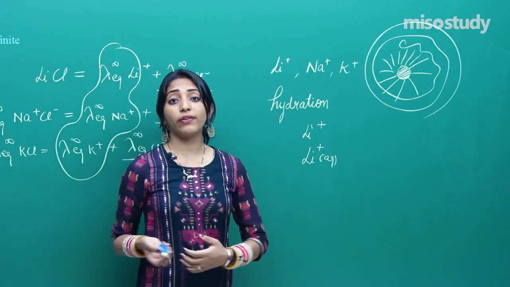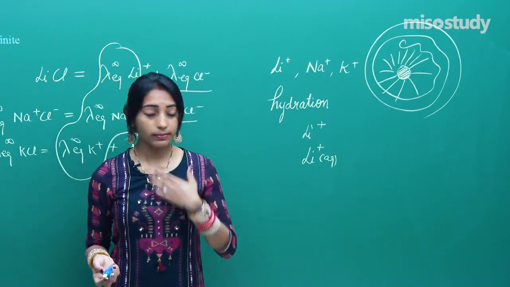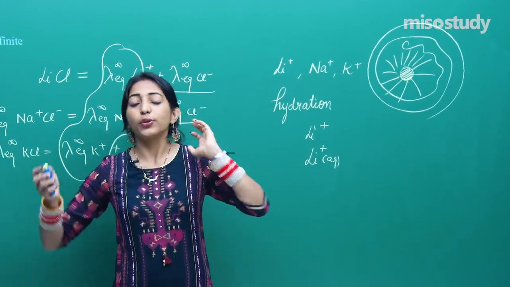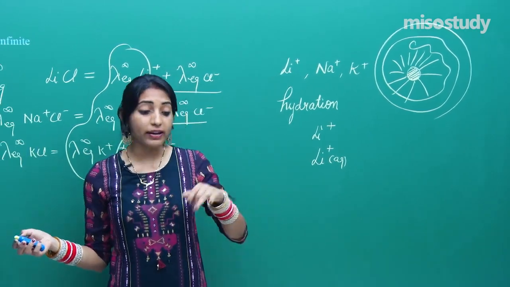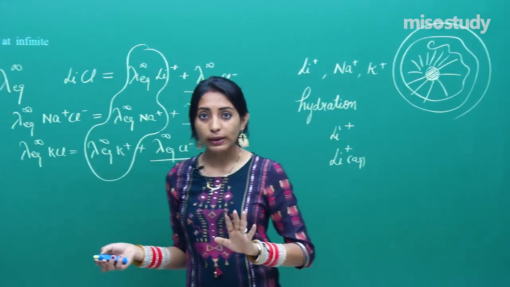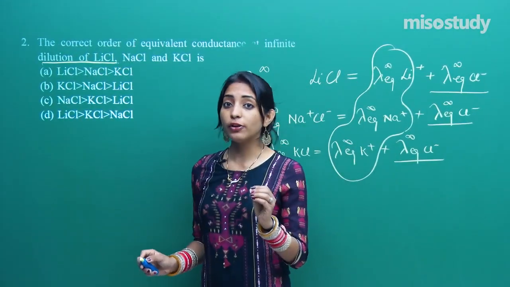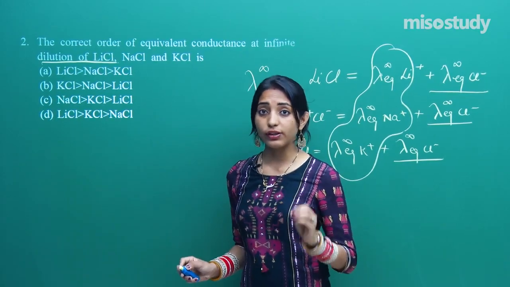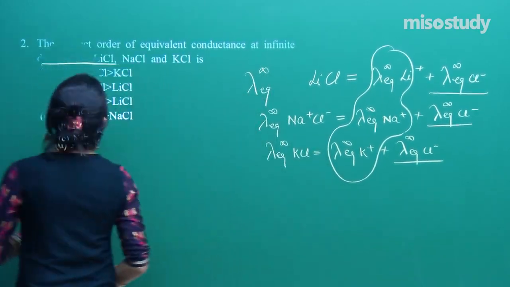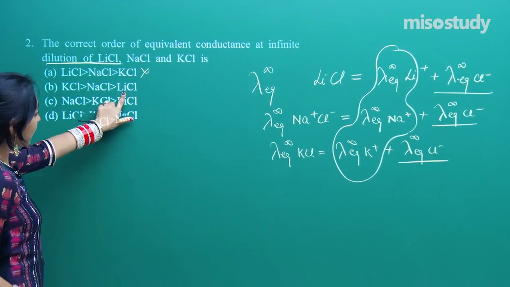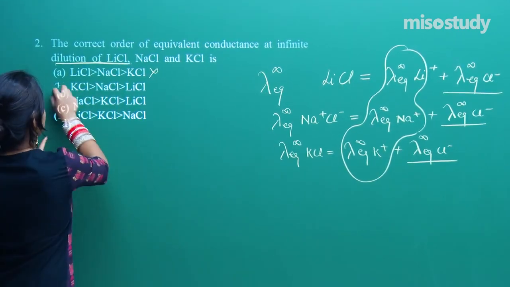Because the hydration of Li plus will be largest, it will become bulkier like an elephant and it will be moving very, very slowly. And when I say that it moves very slowly, I mean the lambda EQ infinity of LiCl will be least. So here it is saying maximum, not our option. Here it is saying least, then NaCl, then KCl, correct.